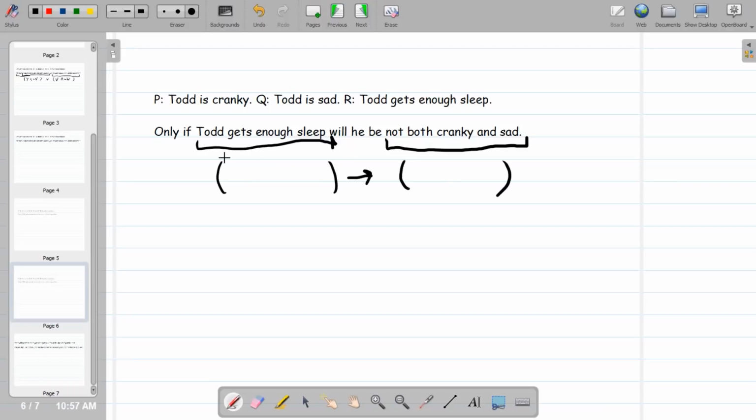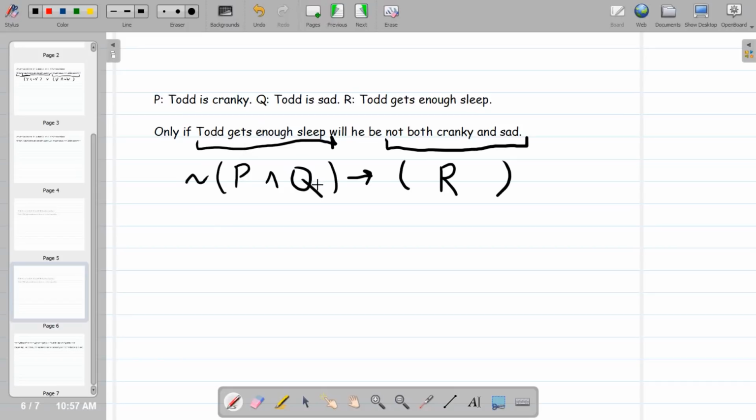So Todd gets enough sleep is our consequent. Not both cranky and sad is our antecedent. Not both. We did this just today. Good. So it's not the case that he's both cranky and sad.